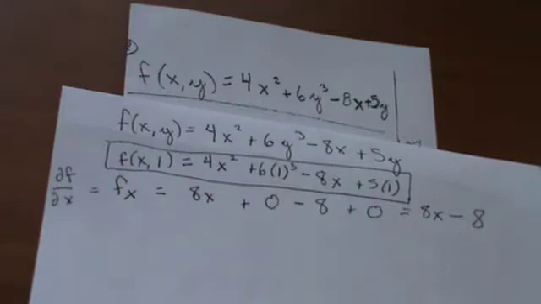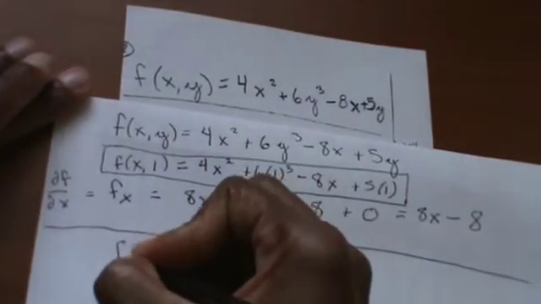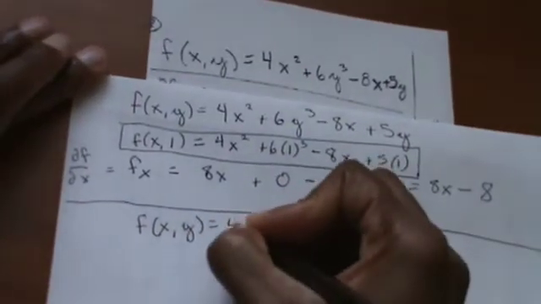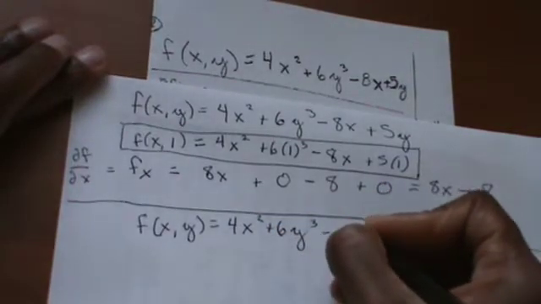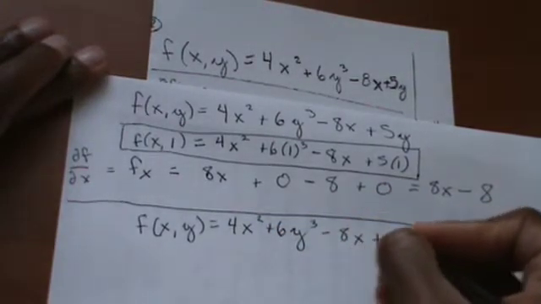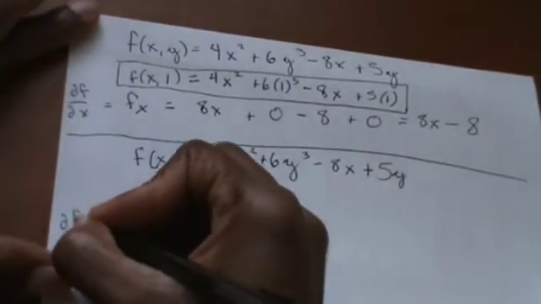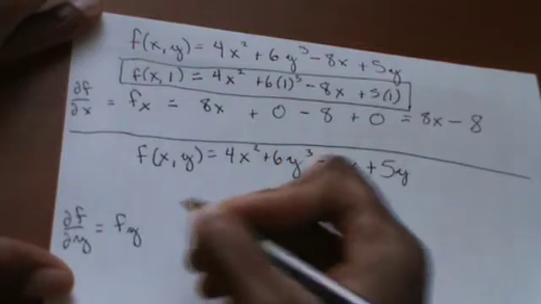Okay, so let's try that exact same thing when we take the derivative with respect to y. All right, let me just start all over. All right, so I have f of x, y equals 4x squared plus 6y cubed minus 8x plus 5y. All right, let me show you what I'm trying to find. I'd like to find df/dy or f sub y.